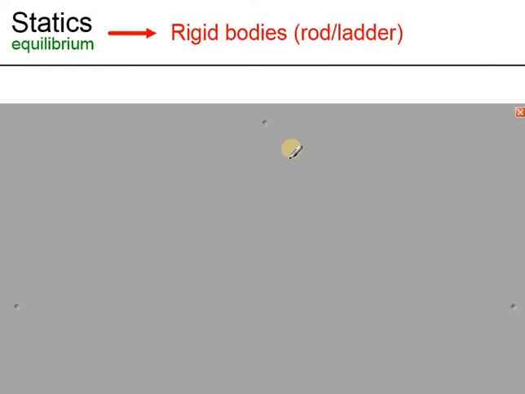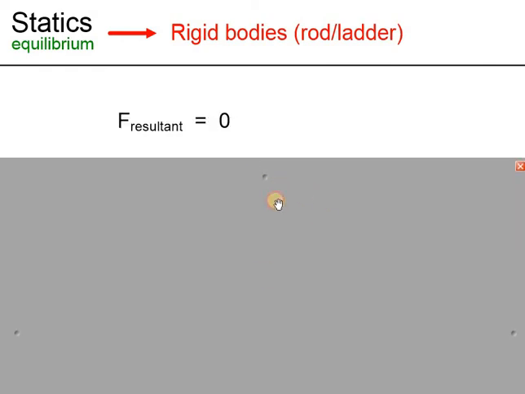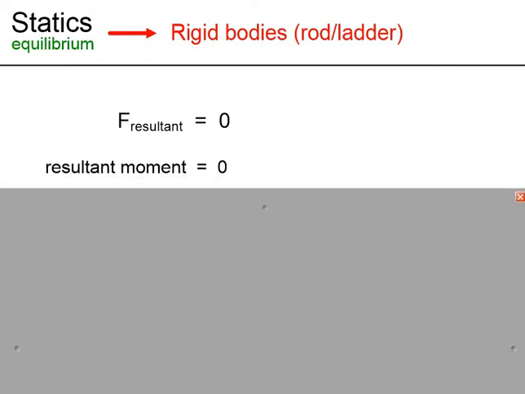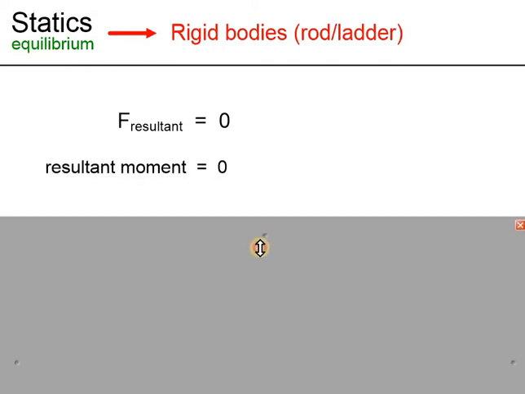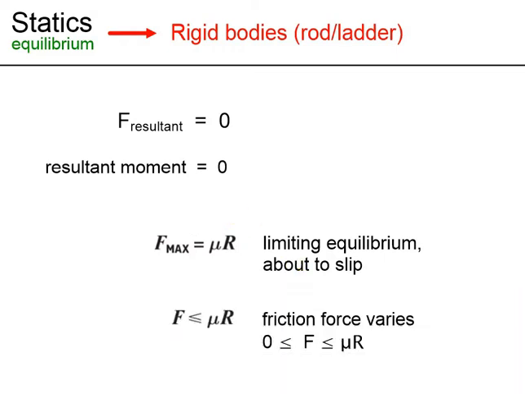So for a system to be in equilibrium, the resultant force in any direction would be zero, the resultant moment about any point would be zero, and if a system is in limiting equilibrium, so friction applies, so we're looking at rough surfaces in contact with each other, then the maximum frictional force would be F equals mu R, where mu is the coefficient of friction, and we know that friction varies between 0 newtons up to a maximum given by this formula.